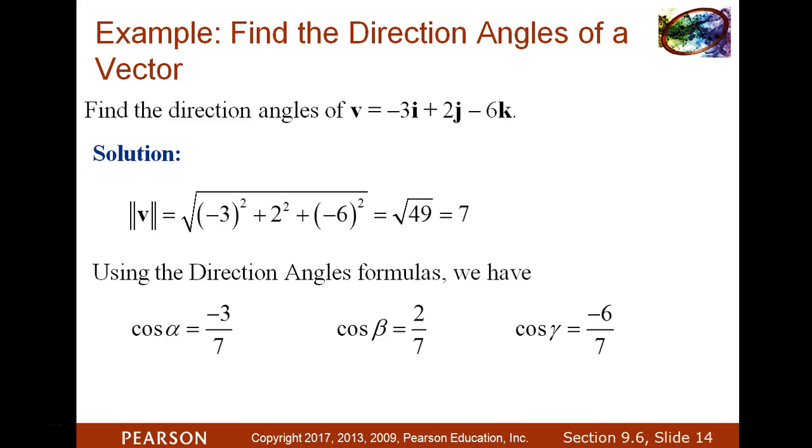And one by one, you would say inverse cos of negative 3 sevenths, inverse cos of 2 sevenths, inverse cos of negative 6 sevenths. And you'll get 3 probably not so nice looking angles. That's all that it is. It looks very long, but it's really not that bad.